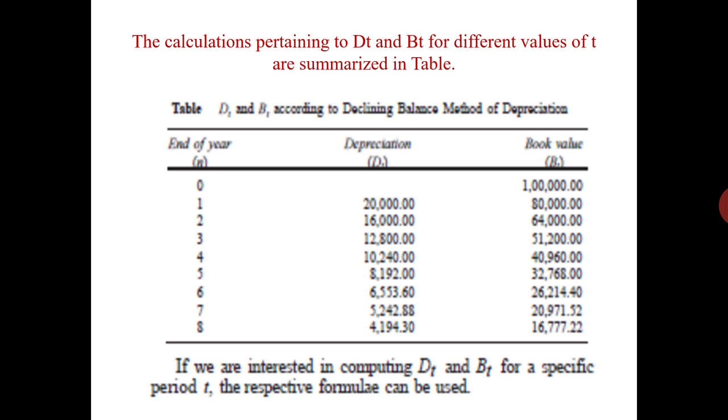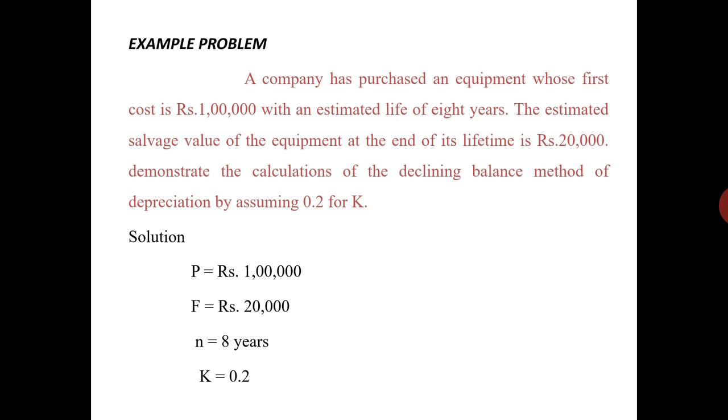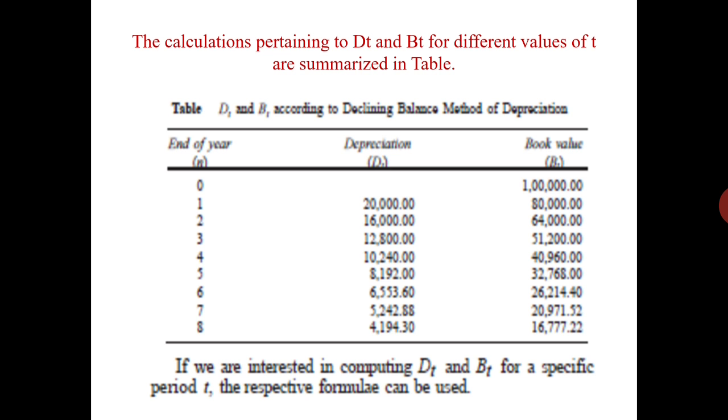Every year's depreciation value and book value is calculated through the suitable formula. Finally, in the 8th year we get a depreciation value of 4,194.30 and a book value of 16,771. Already we know that in the straight line method, every year's depreciation amount is equal. In the declining balance method, the salvage value is not equal to the book value. For example, in this problem the salvage value is rupees 20,000, but at the end of the year the book value is 16,772. In this declining balance method, the book value of the last year is not equal to the salvage value.